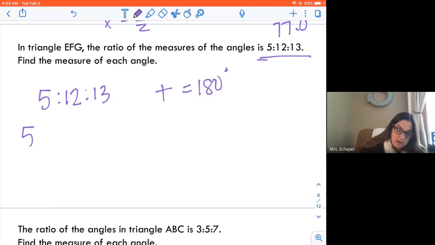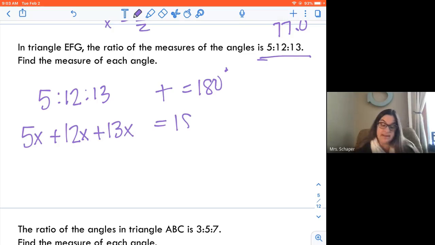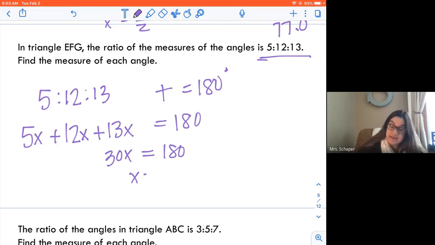5 times what, plus 12 times that same number, plus 13 times that same number, needs to equal 180. So I have 30x is equal to 180. So x equals 6. So my multiplier is 6.